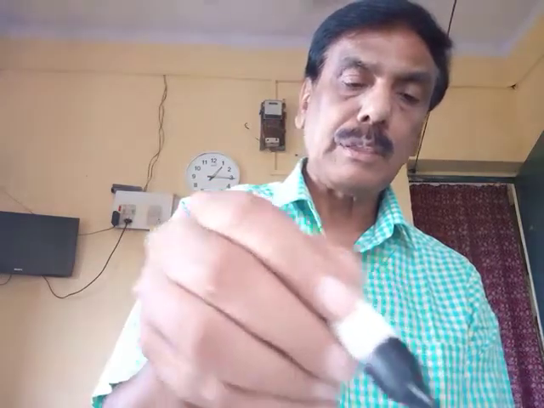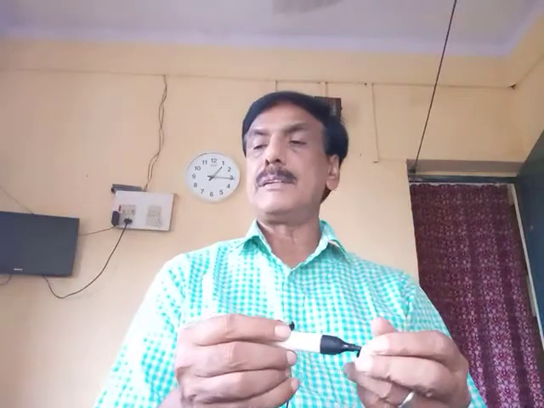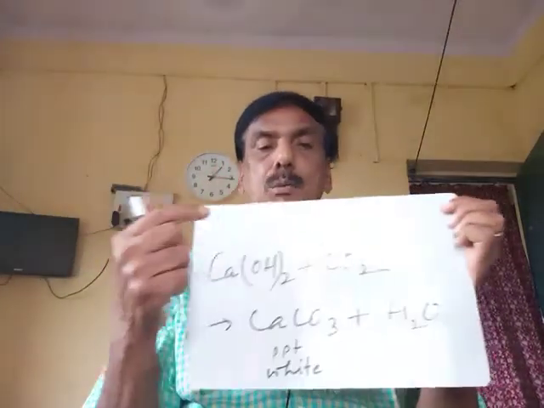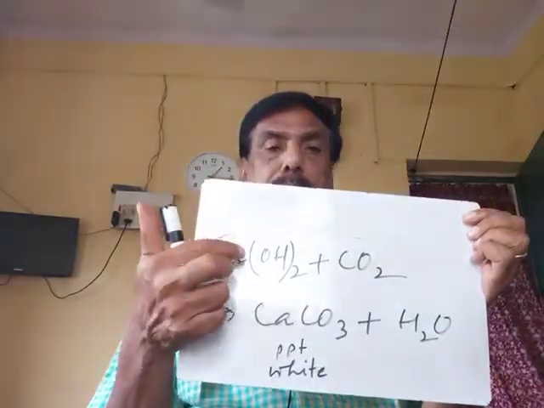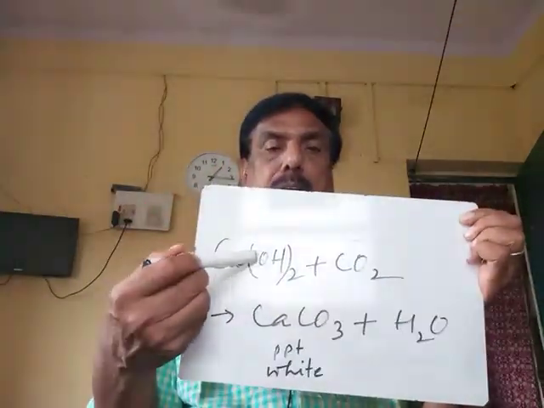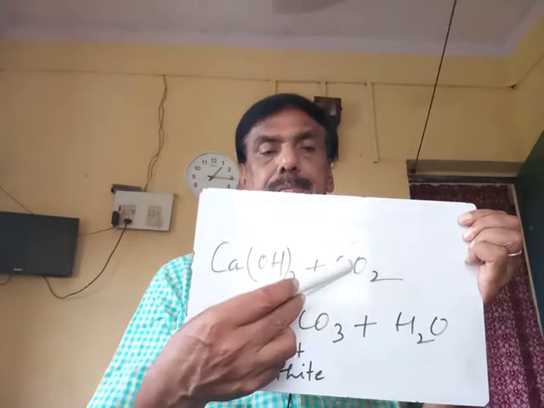Calcium hydroxide is in aqueous solution, and you will get a precipitate which is white in color. This is calcium carbonate. See here, this is lime water, and this is carbon dioxide.